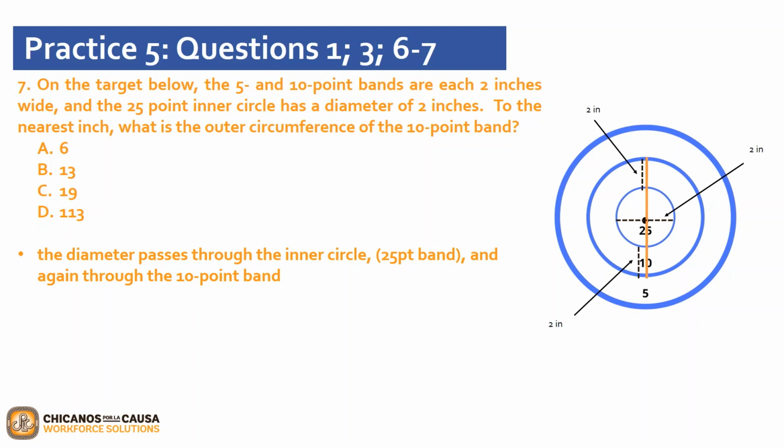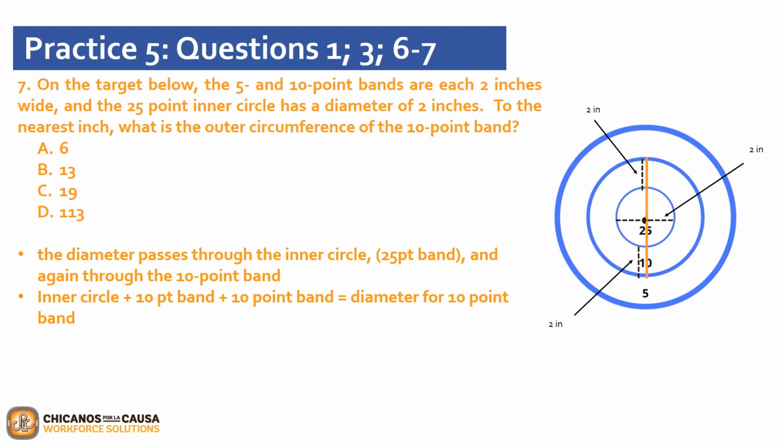So essentially what this is telling us is that the diameter is going to be the measurement of the inner circle plus the 10-point band where it starts, and then the 10-point band where it ends. So that's how we're going to get our diameter. We pretty much already have those numbers. We know that the diameter of the inner circle, the 25-point inner circle, is 2. Remember, the diameter goes from one end to the other. So that's a total of 2.